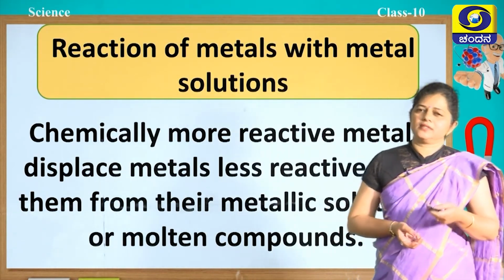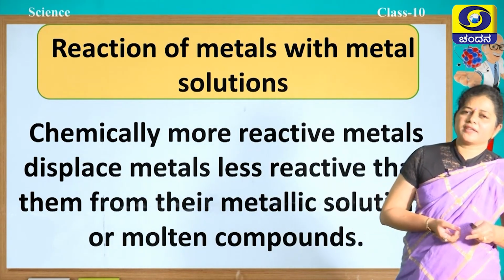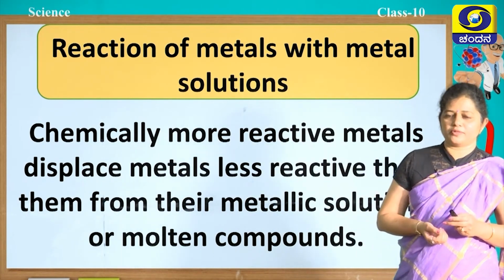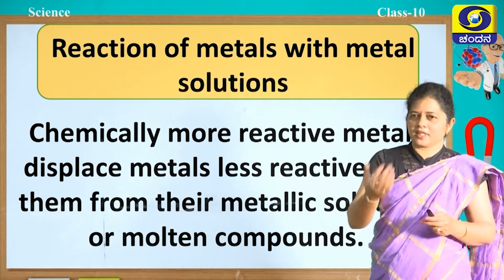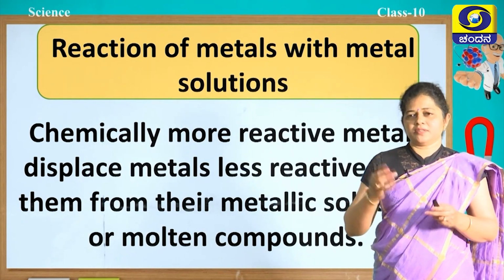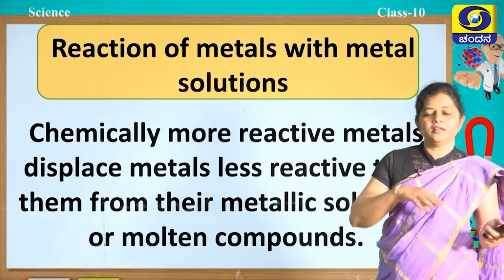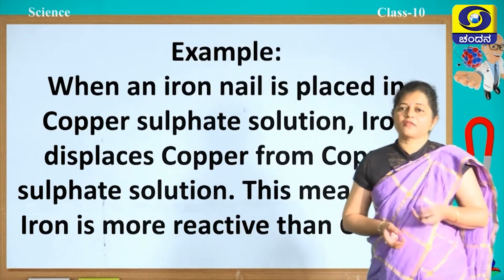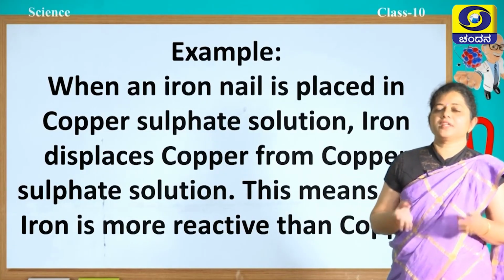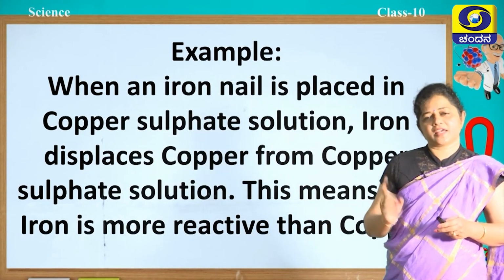And now let us see how the metals react with metal solutions. Chemically, more reactive metals displace less reactive metals from their metallic solutions or molten compounds. So, when you react a metal with another metal solution or molten compound, if the metal is more reactive than the metal in the solution, it will displace that metal from the solution. For example, when an iron nail is placed in copper sulphate solution, iron displaces copper from the copper sulphate solution. That means iron is more reactive than copper.